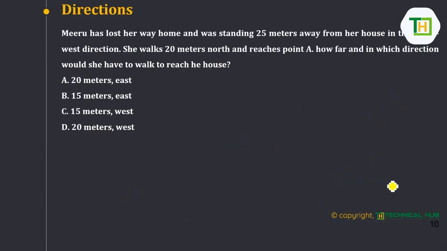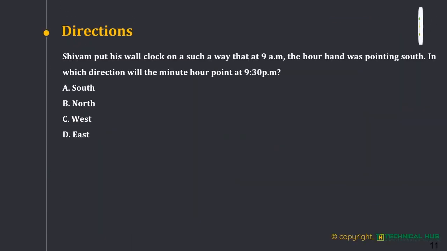Let's move on to the next question from directions. Shivam put his wall clock in such a way that at 9 a.m. the hour hand was pointing south. In which direction will the minute hand point at 9:30 p.m.? When the time is 9 o'clock, the hands will be like this. This is the minute hand and this is the hour hand. This is 12 and this is 9.